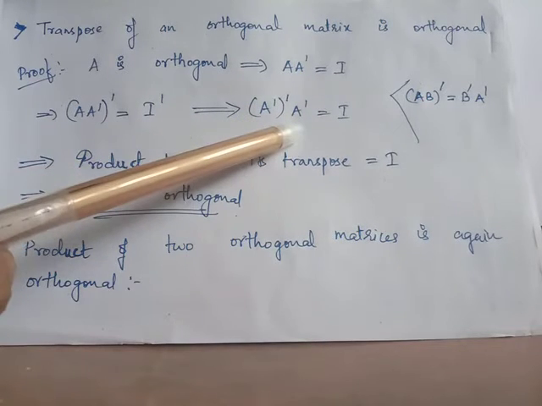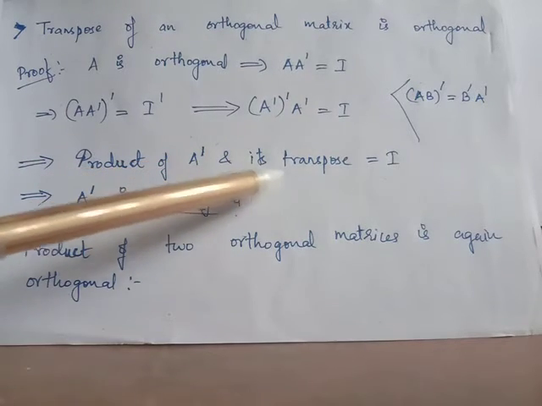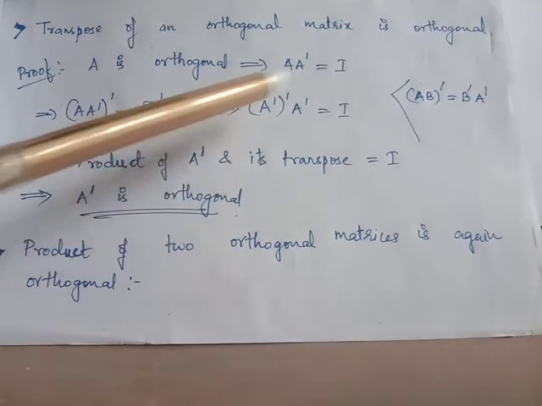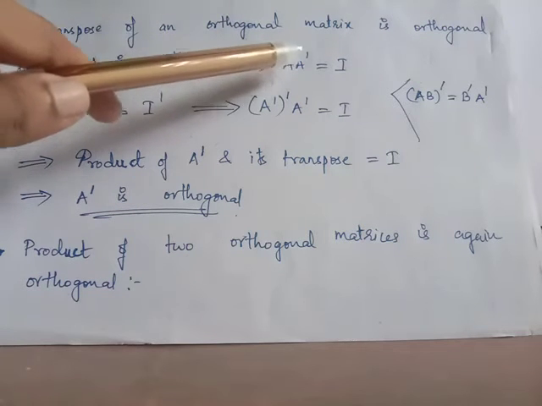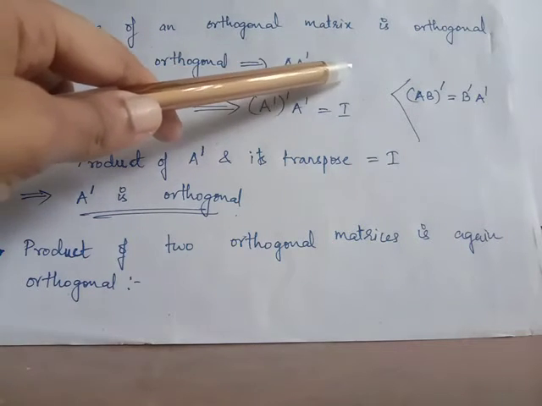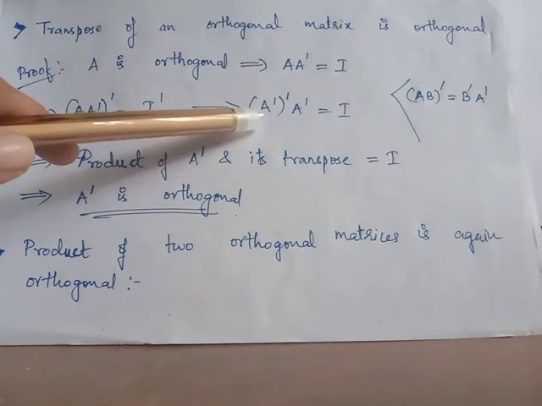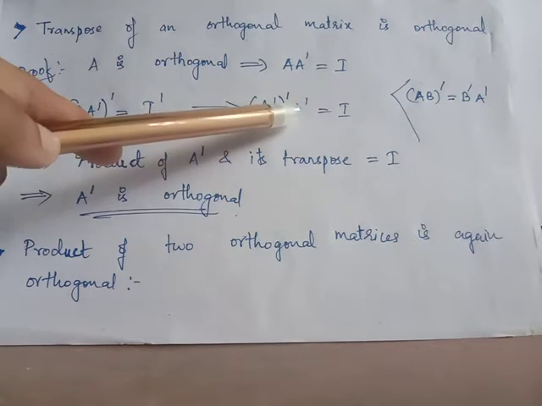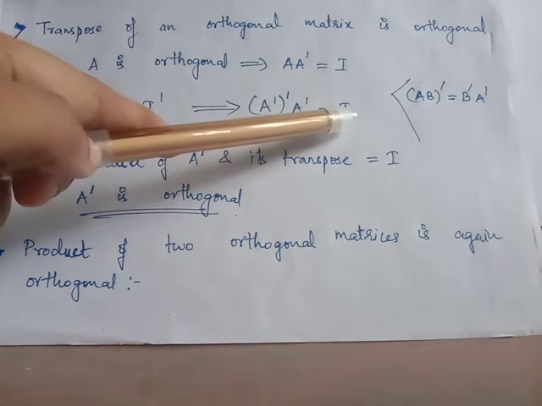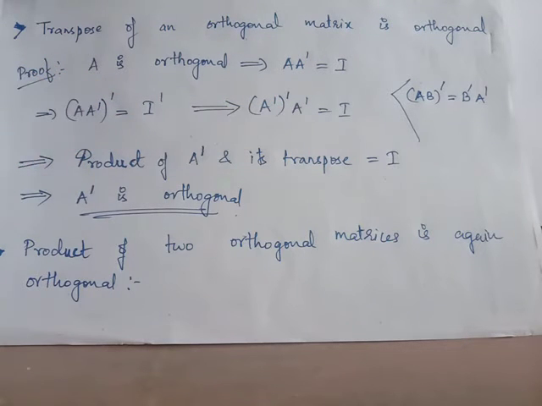This LHS looks very much similar to the product of A transpose and its own transpose, giving the answer identity matrix. So you know that whenever a matrix and its transpose is multiplied to give the answer as identity matrix, the corresponding matrix is known as orthogonal matrix. Here again you can see the same property. The matrix A transpose and its own transpose when multiplied, you get the answer as an identity matrix. Hence A transpose will also satisfy the property of orthogonality.